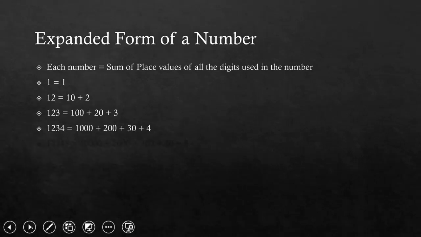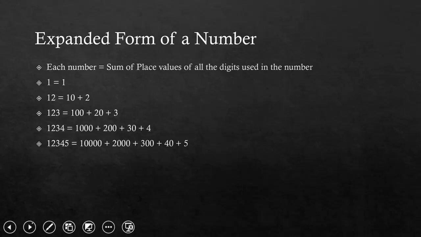Similarly, if you have a 4-digit number now, let's say your number is 1234, then the place value of 1 is 1000, the place value of 2 is 200, the place value of 3 is 30, and the place value of 4 is just 4. So the expanded form of 1234 is 1000 plus 200 plus 30 plus 4.